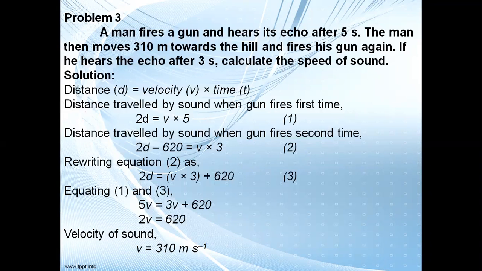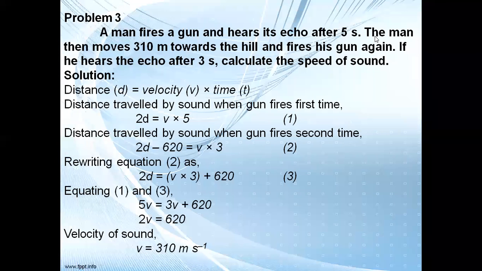Equating the first and the second equation, 5v equals 3v plus 620. So 2v equals 620, since 5v minus 3v equals 2v. So v equals 310 m s power minus 1. So the speed of sound equals 310 m s power minus 1.